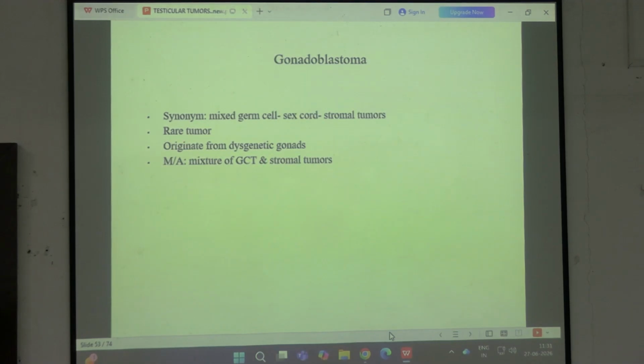Gonadoblastoma, we'll just know 2 lines. It is a red tumor, originates from dysgenetic gonads, mixture of germ cell tumors and stromal tumors.